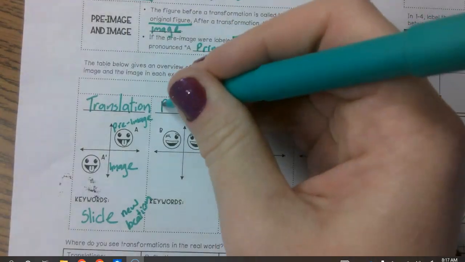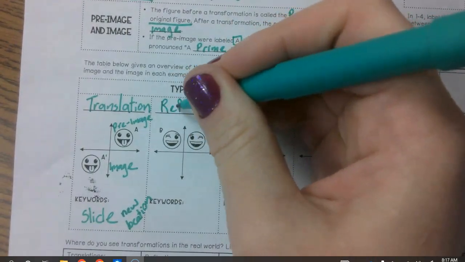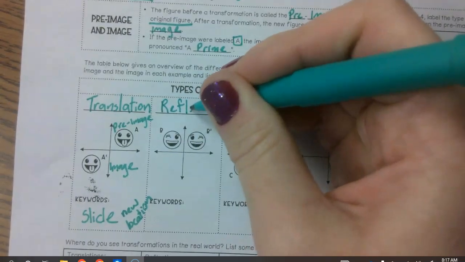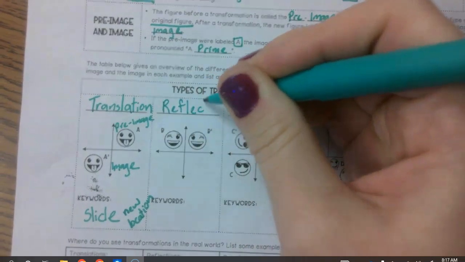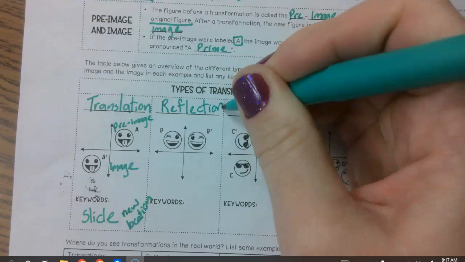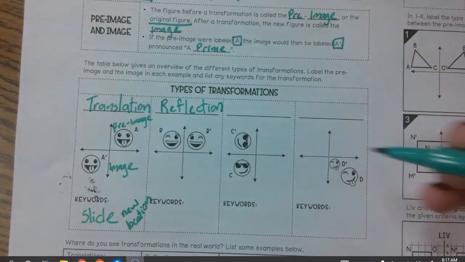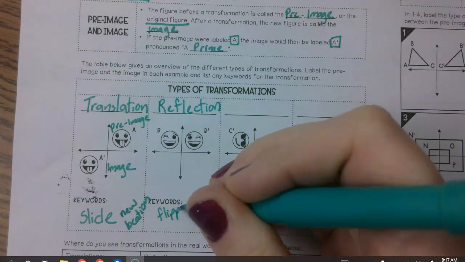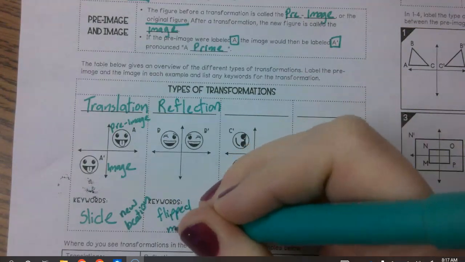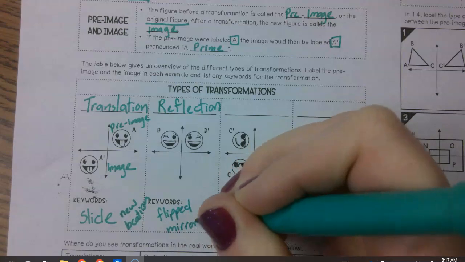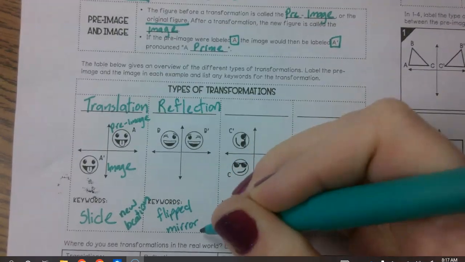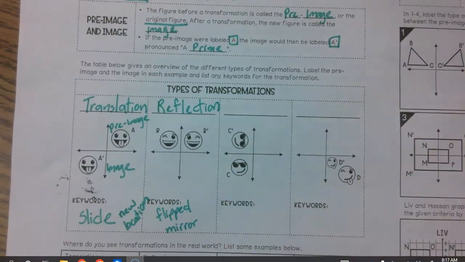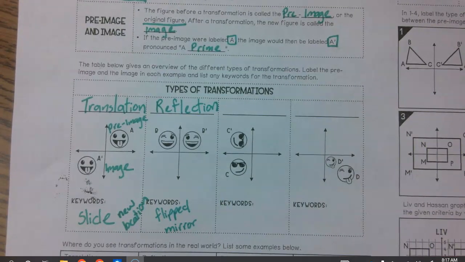Just like a reflection in a mirror will be kind of an opposite of what you actually are. Okay? So reflections are flipped or mirror images. Okay? Reflections are just like looking into a mirror.